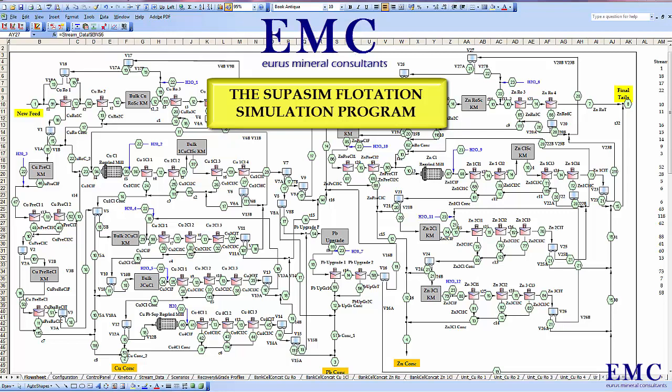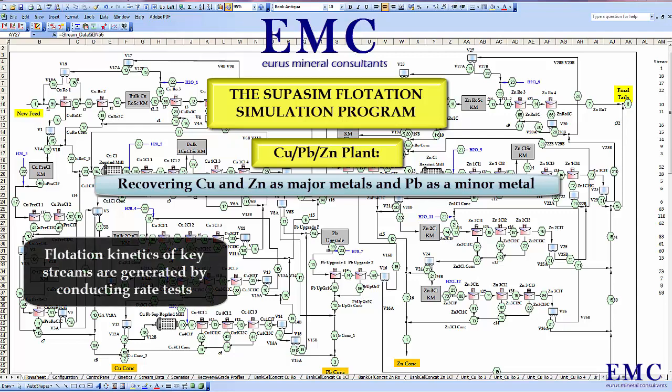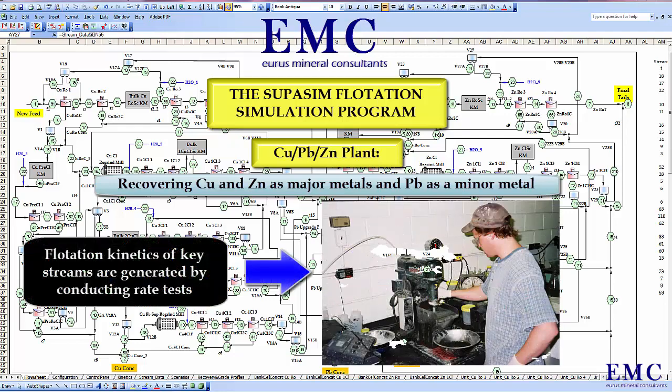In this video, EMC's SuperSim flotation simulation program is used to simulate the performance of a copper-lead-zinc plant in southern Spain. Flotation kinetics of key streams are generated by conducting bench-scale rate tests on either a laboratory-prepared sample of mill feed or on grab samples of pulp taken from the plant. And this type of rate test is known as a hot float.